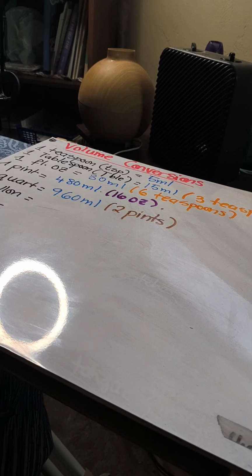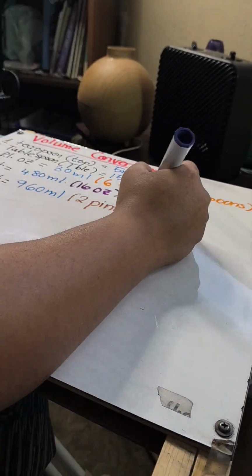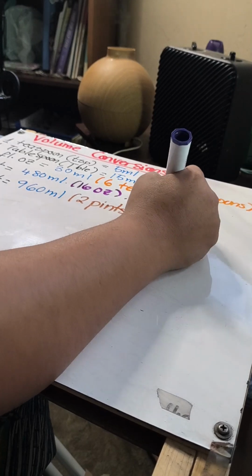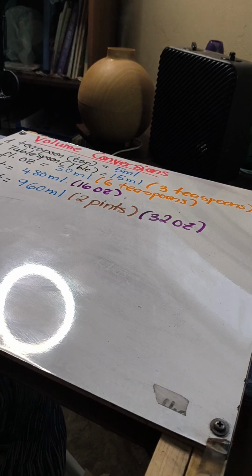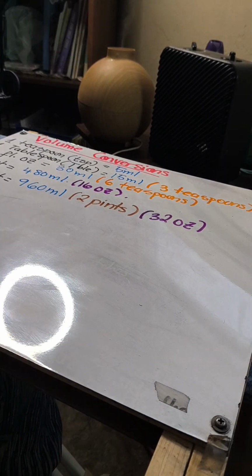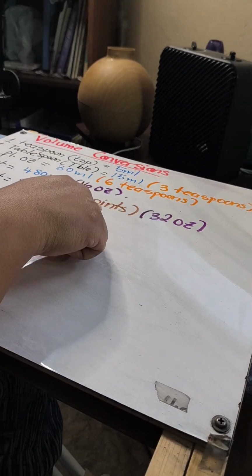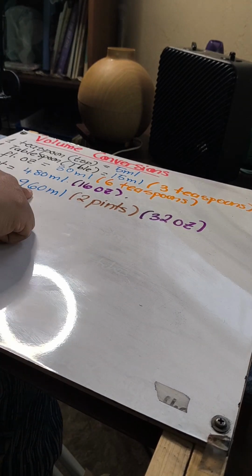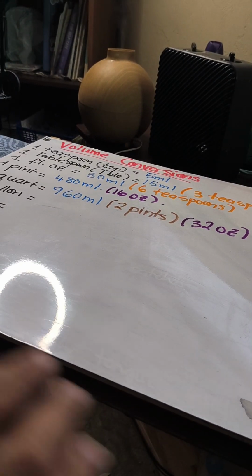We can add here that 1 quart being equal to 960 milliliters means that this is 32 ounces, because this is twice this amount, right? 32 ounces gives us 1 quart. 2 pints give us 1 quart. 960 milliliters give us 1 quart as well.